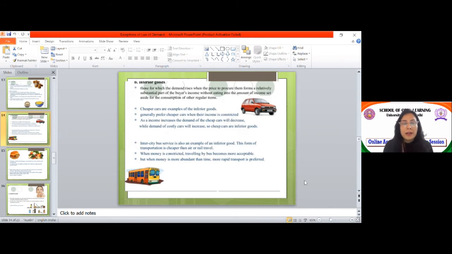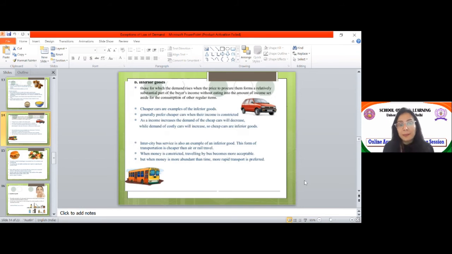Here, cheaper cars are examples of inferior goods. People still generally prefer cheaper cars when their income is constricted. So mostly the demand for cheaper cars is much higher, or whenever people try to increase their income, they will go for the cheaper cars first. As the income increases, the demand for cheap cars will decrease, while the demand for costly cars will increase. Here, cheap cars are inferior goods. Still people go for it.